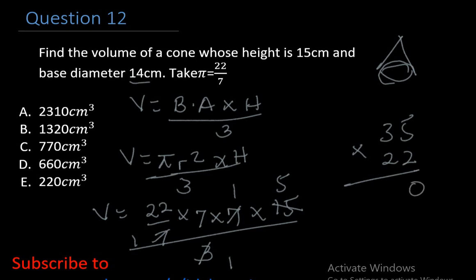2 times 5 is 10, 0 carry 1. 2 times 3, 6 plus 1, 7. 2 times 5 is 10, 0 carry 1. 2 times 3, 6 plus 1, 7. So this is 770. The answer is C.